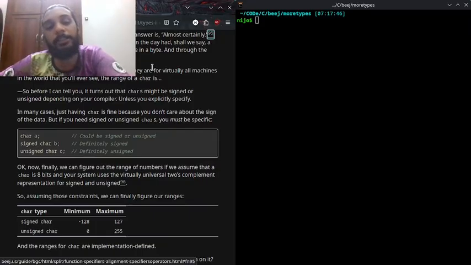But assuming your bytes in C are 8 bits, like they are for virtually all machines in the world that you will ever see, the range of a char is... So before I can tell you, it turns out that chars might be signed or unsigned depending on your compiler, unless you explicitly specify. In many cases, just having char is fine because you don't care about the sign of the data. But if you need signed or unsigned characters, you must be specific.